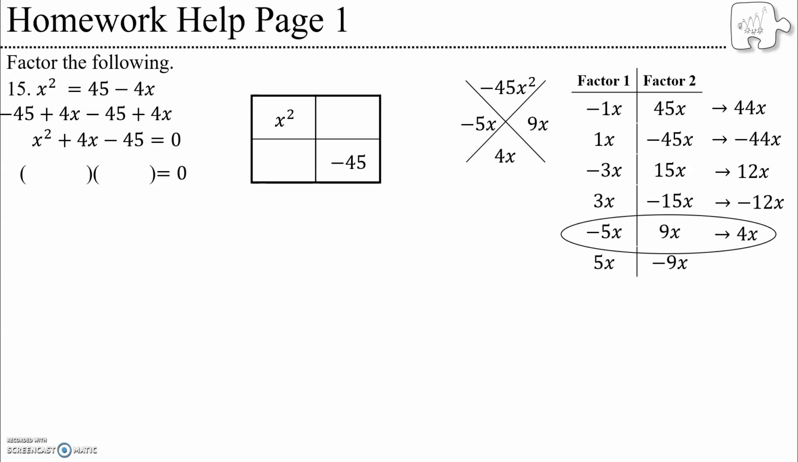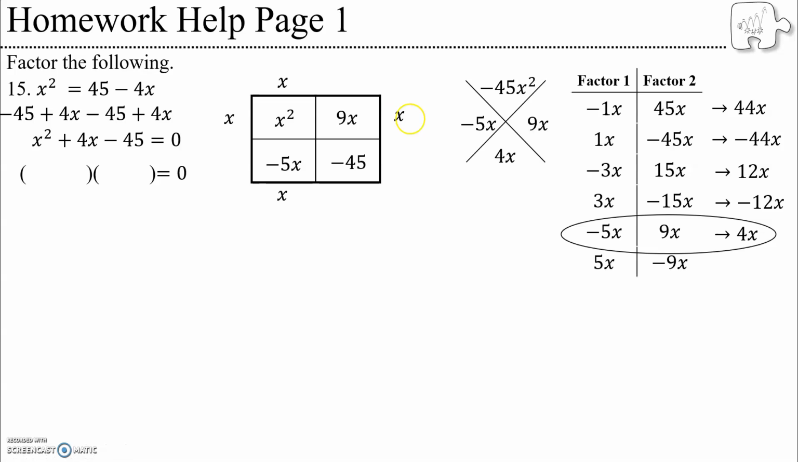Which means we could also fill in our generic rectangle with negative 5x and 9x. Right, this is x squared. Right, so there's just going to be an x and x up here. Right, because the greatest common factor going down is x. The greatest common factor going across is x.